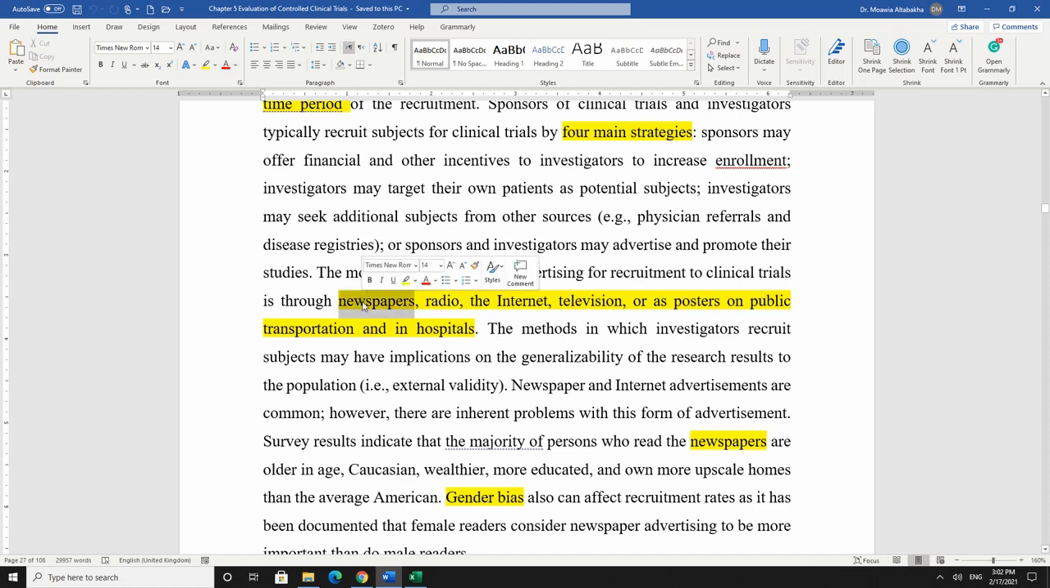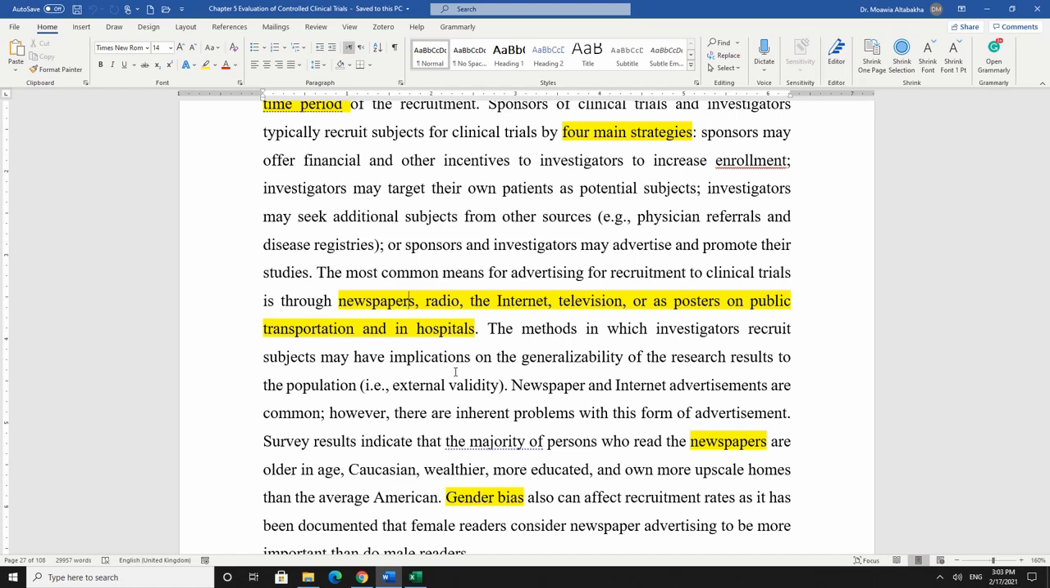Also the newspaper. They found, for example, that there is bias that can happen if there is an advertisement in the newspaper. They found that those who read the newspapers are primarily, this is in the USA, okay, Caucasian, meaning white people. They are wealthier, they have good money, a good lifestyle. And another thing, here we have a race bias.